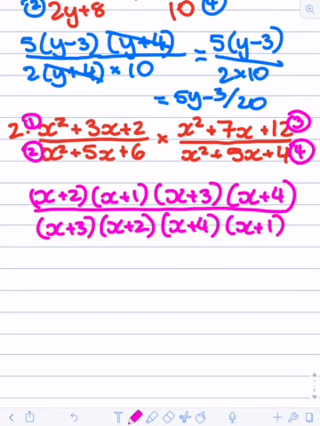Now remember, we can only cancel out when we are multiplying. When we're adding or subtracting, it's a different story. So now we can cancel out. X plus 2, I have 1 up the top and 1 down the bottom. X plus 1, 1 up the top and 1 down the bottom. X plus 3, 1 up the top, 1 down the bottom. X plus 4, 1 up the top, 1 down the bottom. So when everything cancels out, the answer is just 1. Now, very rarely will you get just 1, but in this case we did. So whatever's left over, that's the final answer.